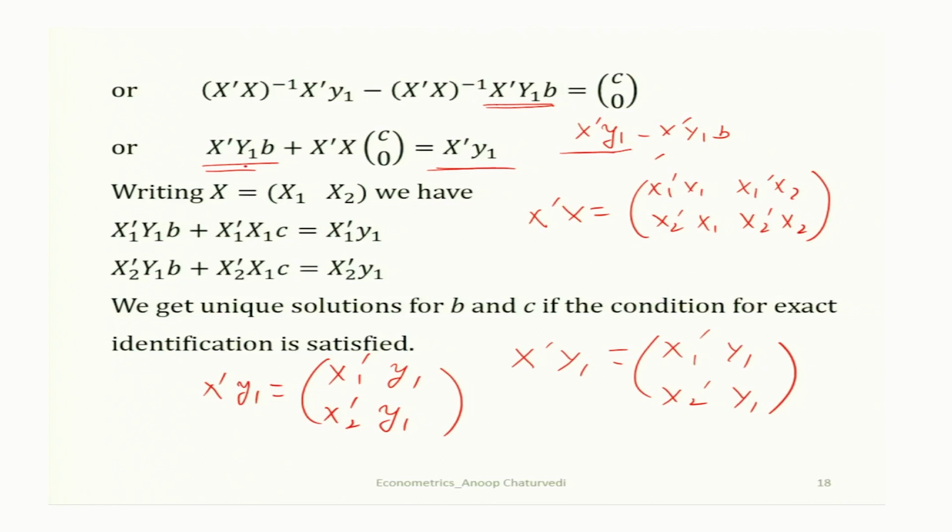Further, you have x 2 transpose y 1 b plus x 2 transpose x 1 c plus x 2 transpose x 2 into 0 here. So, you get x 2 transpose y 1 b plus x 2 transpose x 1 c equal to x 2 transpose small y 1. So, you get these equations. And then we get unique solutions for B and C if the condition for exact identification is satisfied. So, if the first equation is exactly identified, then we can solve it for B and C and we get unique solutions for B and C.